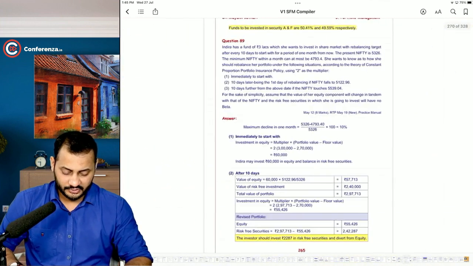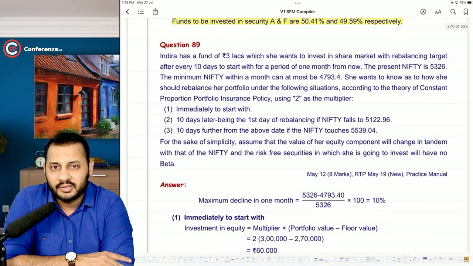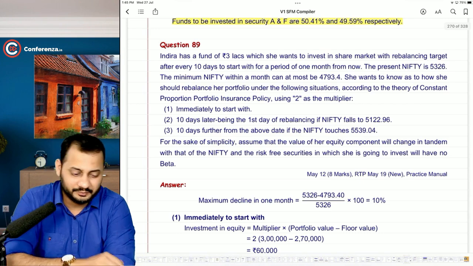It was a little technical question, not much logic or formulas, but yeah, we had to complete that. Let's move on to question number 89 now.